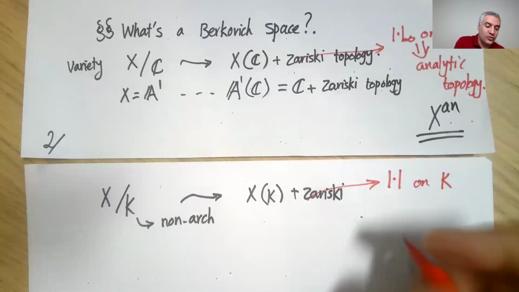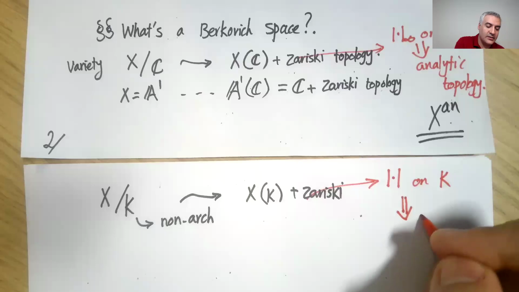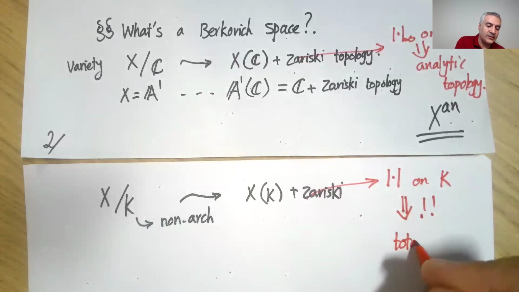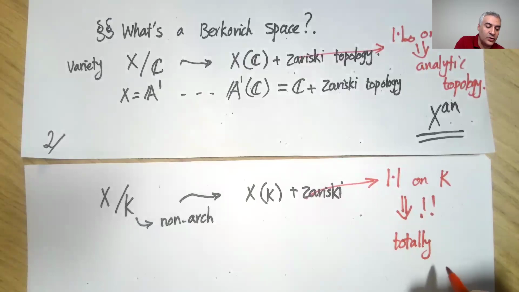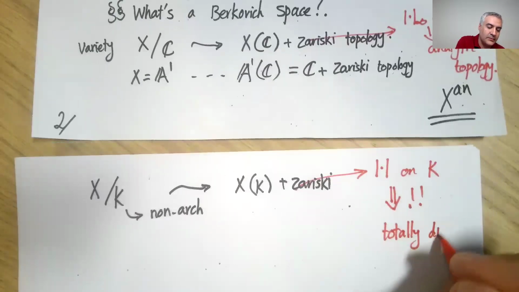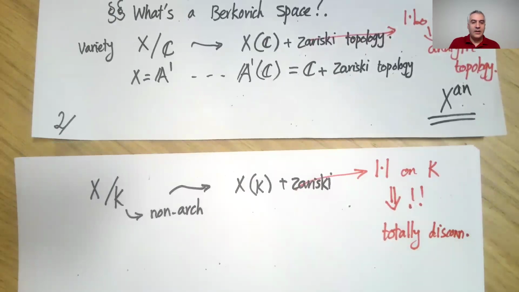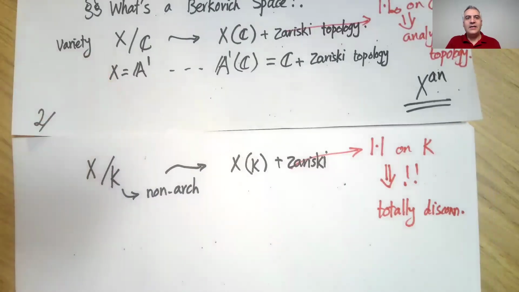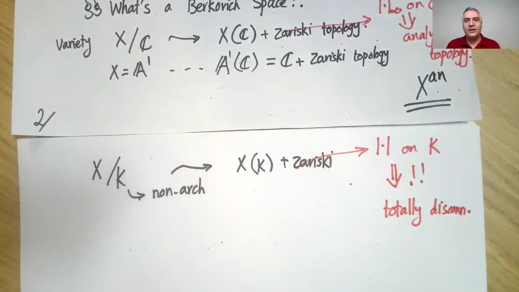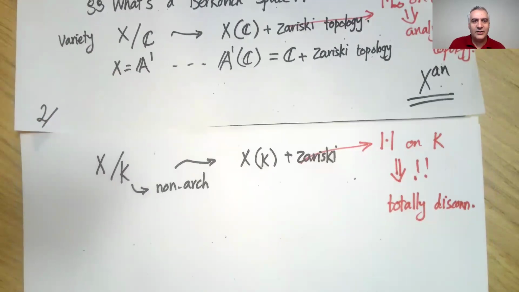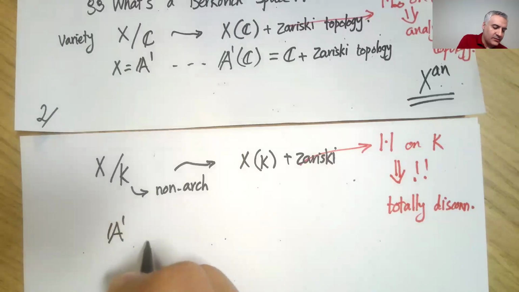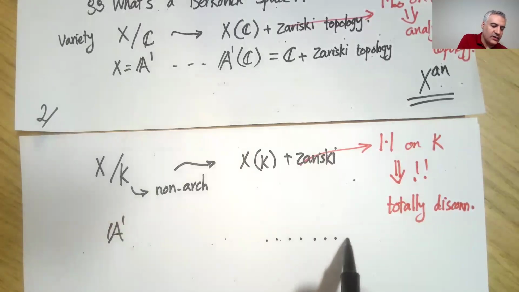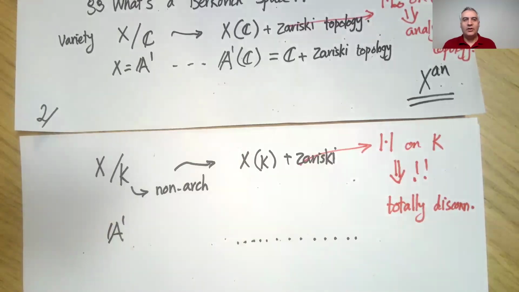You can try to use that, but the problem is it's always totally disconnected. It's the pathology that will be forced on you no matter what K is: totally disconnected. And I think at least we should be uncomfortable with doing analysis on a totally disconnected space. More or less, one cannot imagine this is a nice space to work with, at least for the classical version of analysis that we know. So maybe in the case of A^1, you're looking at a picture which is just a totally disconnected space.